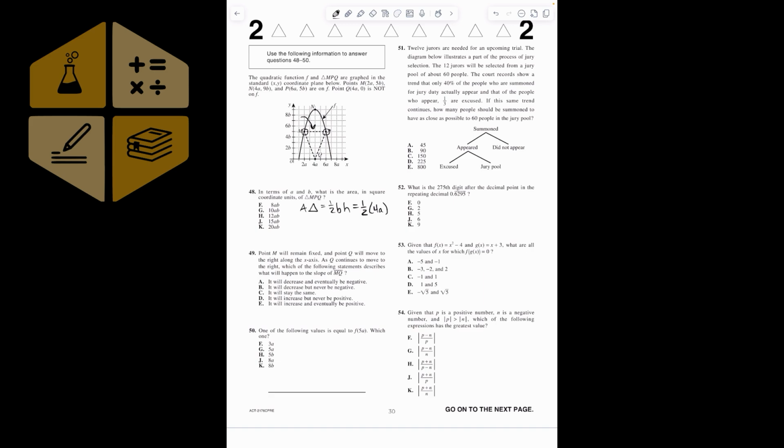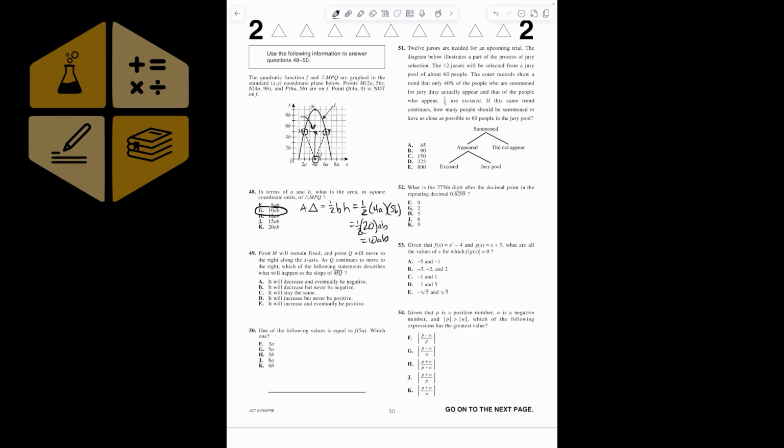So 1/2 of 4a times the height. Our height is from down here at Q up to this point right here on MP. Well, that's a height of 5b, isn't it? So times 5b. So that's going to equal 1/2 of 4 times 5 is 20, and then a times b, ab. So that's 10ab, and that's answer choice G. Okay, so far, so good.